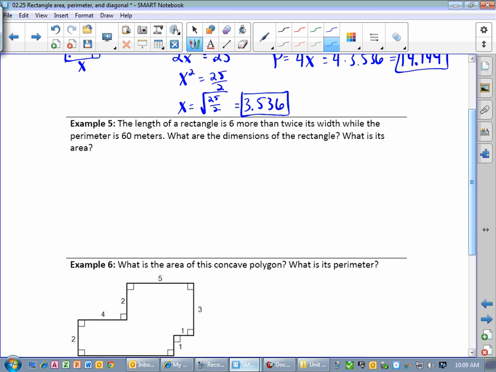Okay, example 5. The length of a rectangle is 6 more than twice its width, while the perimeter is 60 meters. What are the dimensions of the rectangle, and what is its area? So the length is 6 more than twice its width. We can write L equals 2W, twice the width, plus 6. All right, so that's 6 more than twice the width. We're also told the perimeter. Now the perimeter we know is 2L plus 2W, and we're told that's equal to 60.